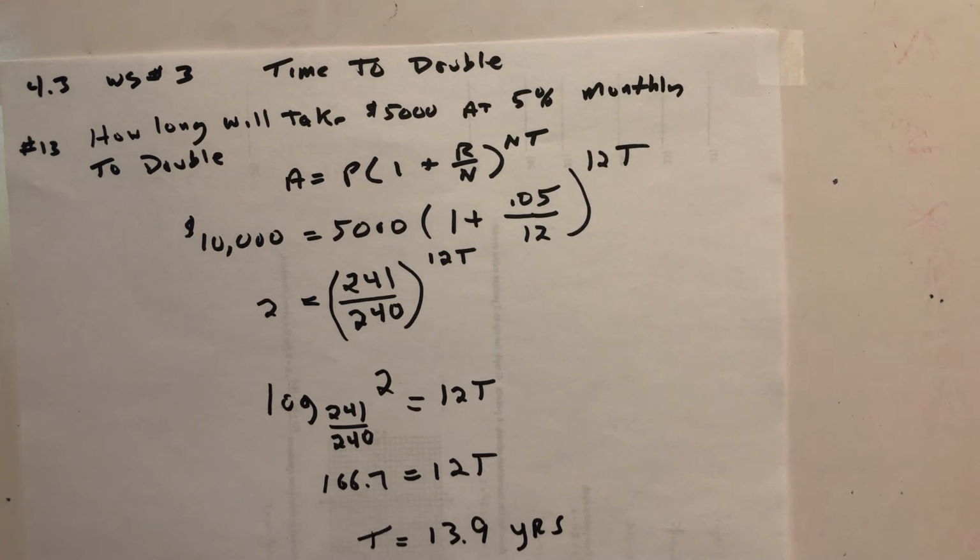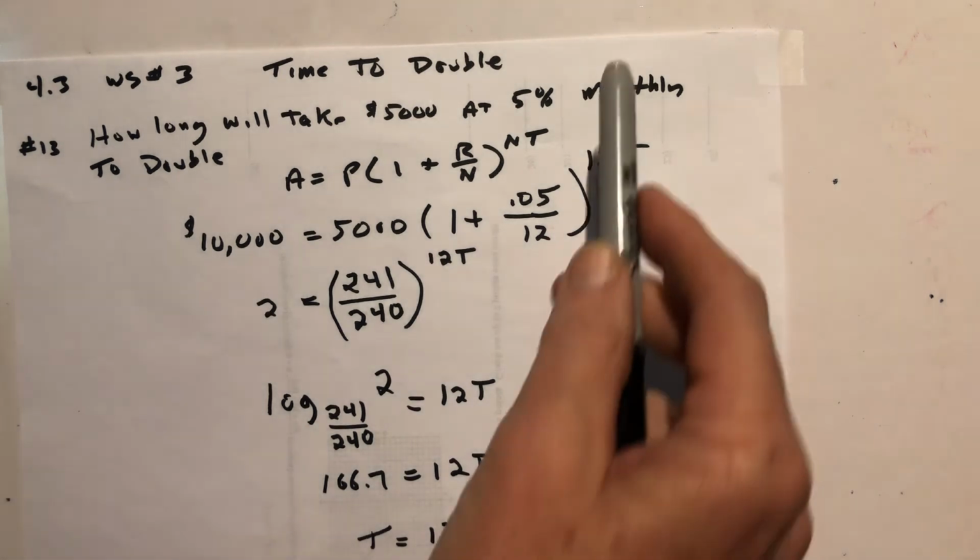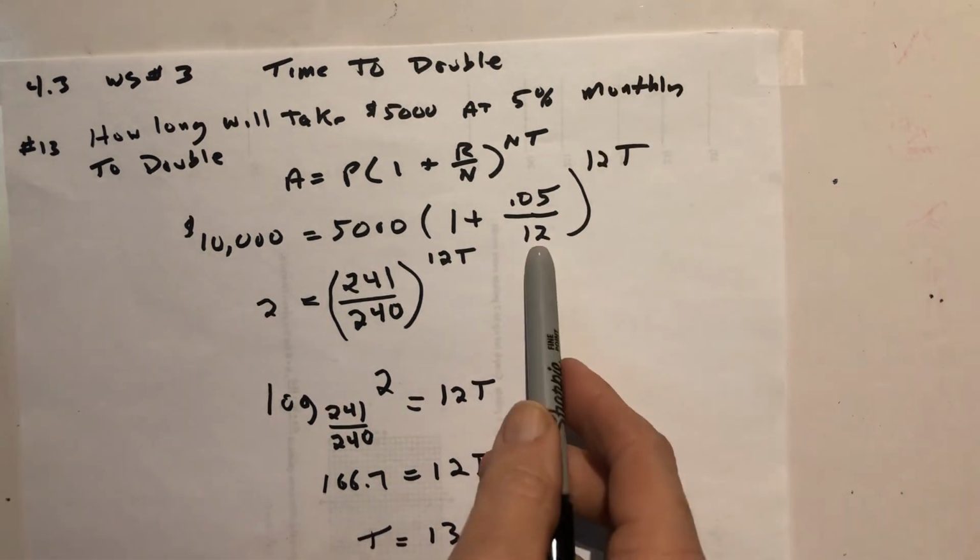There will probably be one of these problems on the test that says to double. It may be monthly, it may be daily. If it's daily, you put 365.